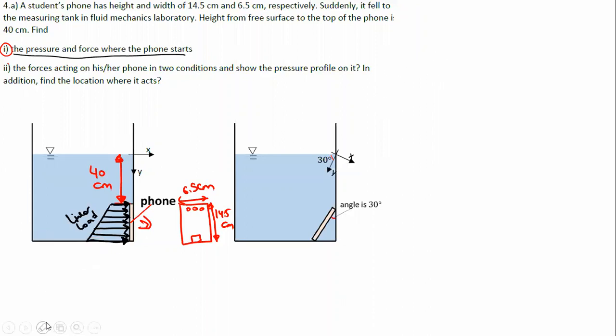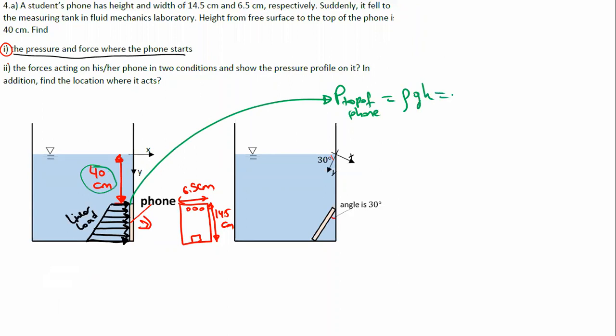Let me do the first part, the pressure at this location. Here I am trying to find the pressure P at the top of the phone. It will be rho, g, and h. If you remember, we said it should be the perpendicular h, which is 40 centimeters. Rho is 10 to the power of 3, which is water, and g is 9.81. h is 0.4. From here, you will find the pressure at the top of the phone. This is the first part of the question.